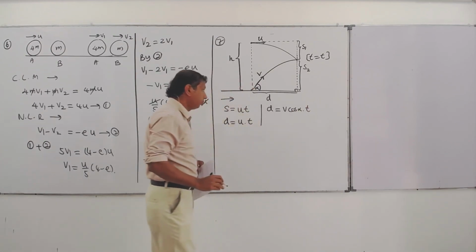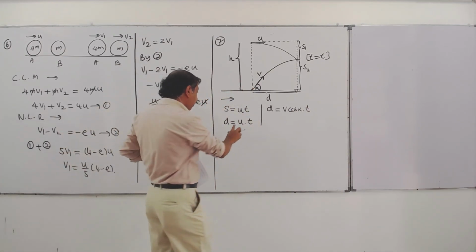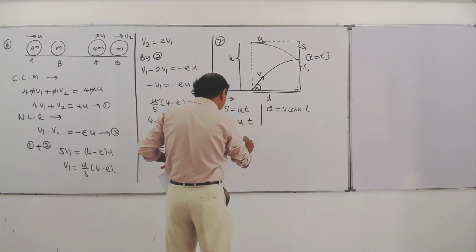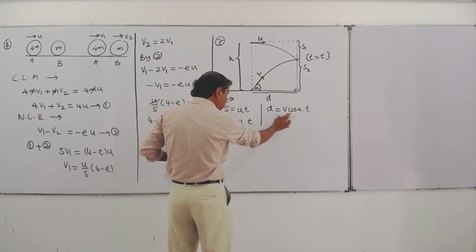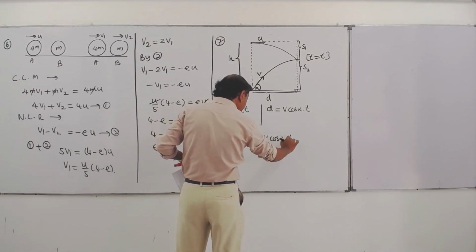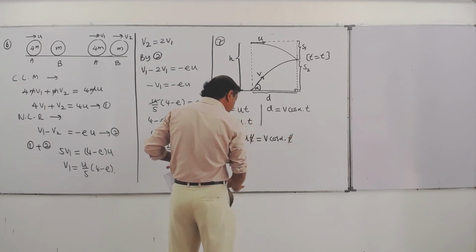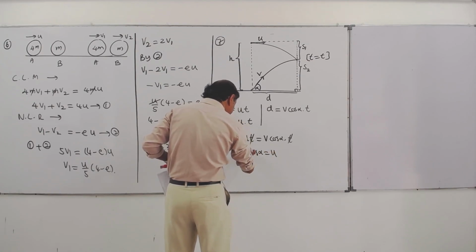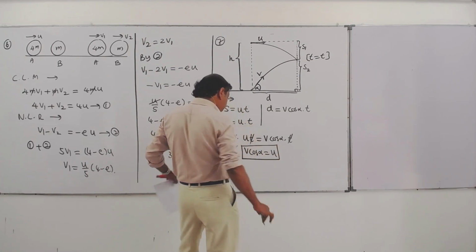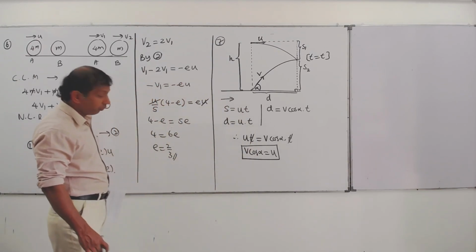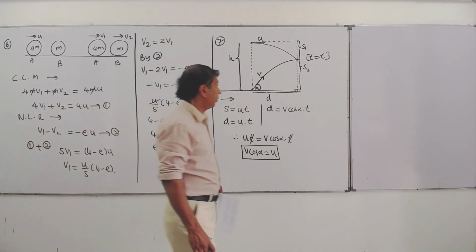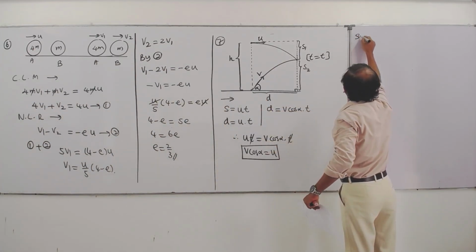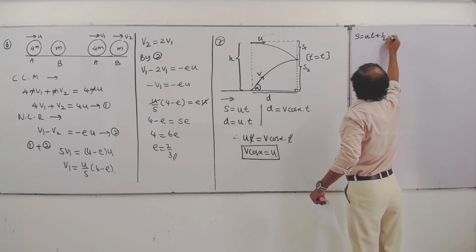times t. Then this d, ut should be equal to this. Therefore, you can write ut should be equal to v cos alpha times t. The t's can cancel down. Then v cos alpha is equal to u. That we get.